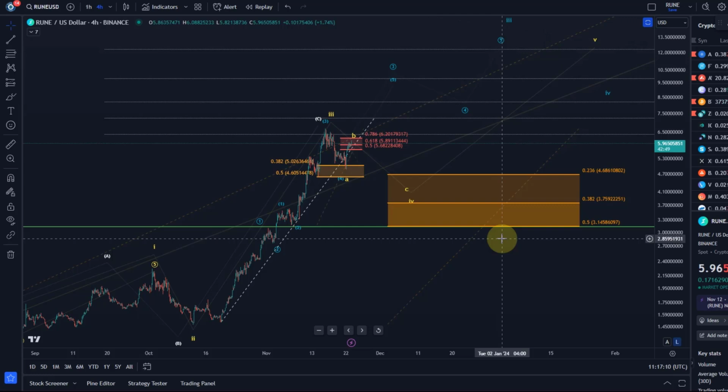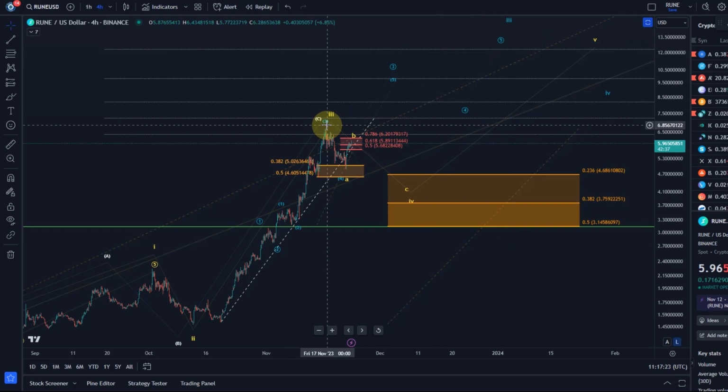Now, how can we distinguish between the yellow and the blue counts? Again, if we see a breakdown below yesterday's low, it's probably not blue. On the flip side, if we break above the recent November high, which was made here around $6.60, then it is most likely the blue count.